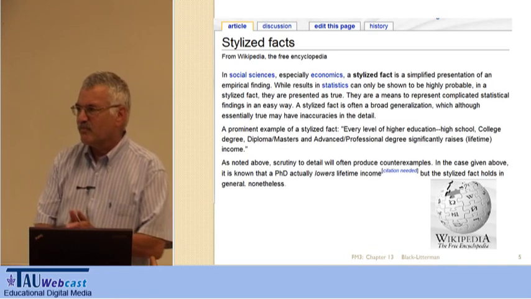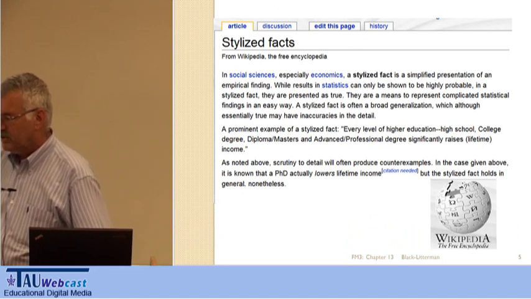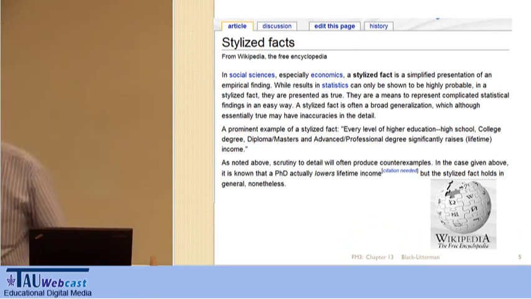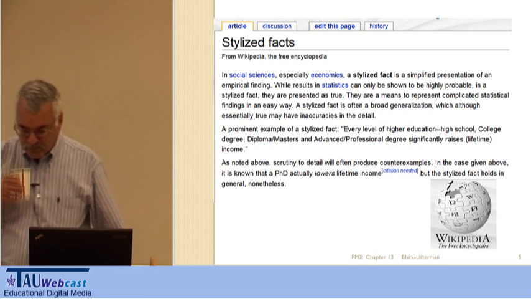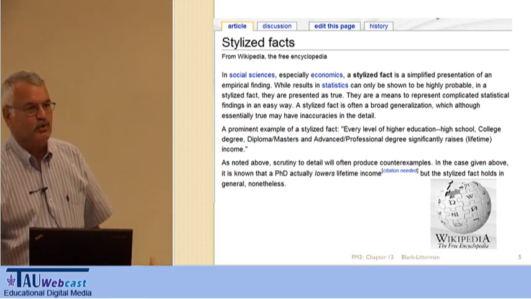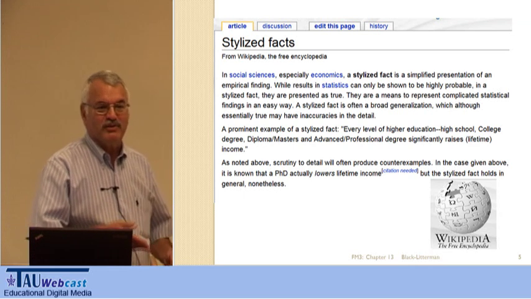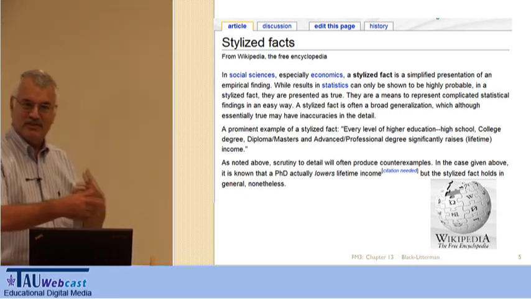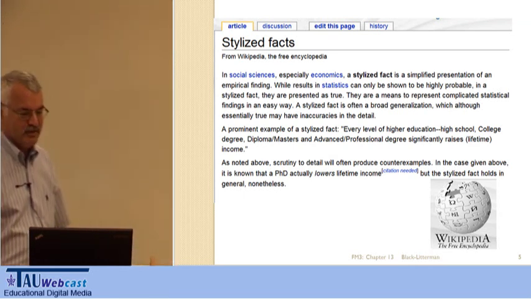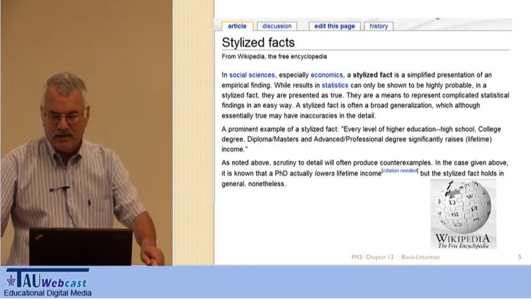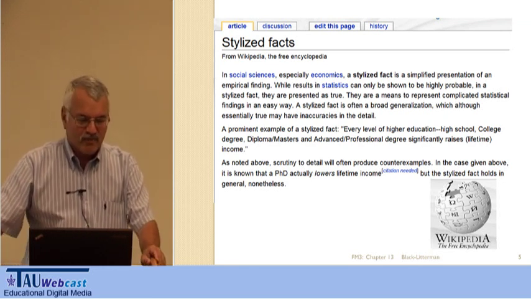I went to Wikipedia, which is one of my favorite sources these days for everything. Because if I don't like what's written there, I could write my own entry and just say, you see, it says so in Wikipedia. No, I didn't write this.